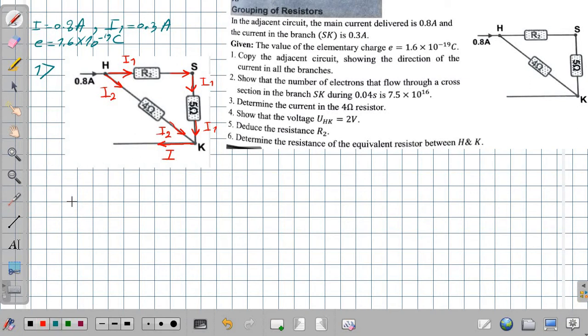Question number 2. Show that the number of electrons that flow through a cross section in the branch SK during 0.05 seconds is 7.5 times 10 to the power 16. So we are interested in the current that flows in the section SK. And the current passing through SK is I1, which is 0.3 ampere. We can find the number of electrons by using this relation.